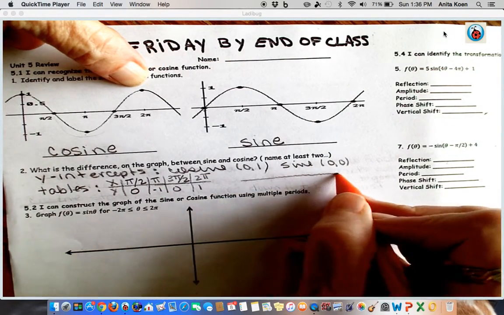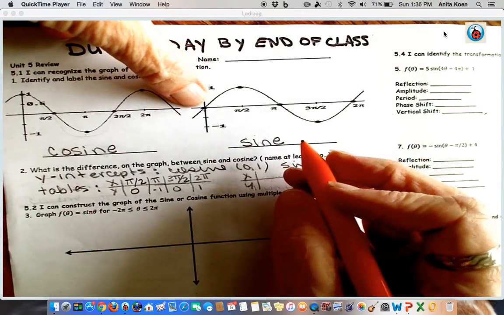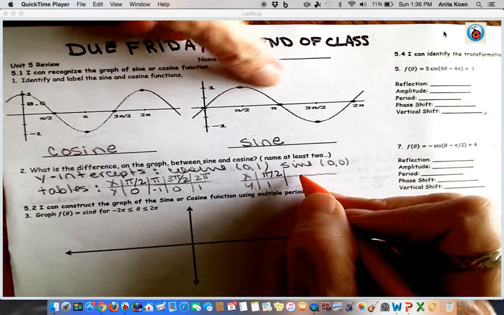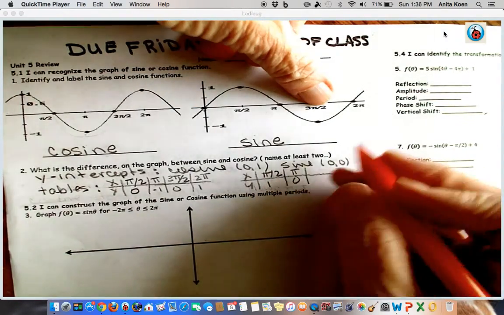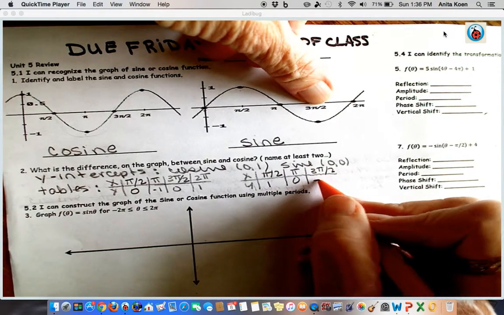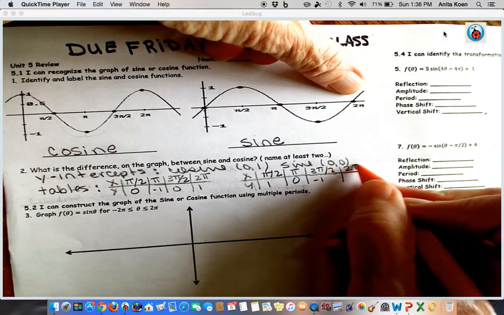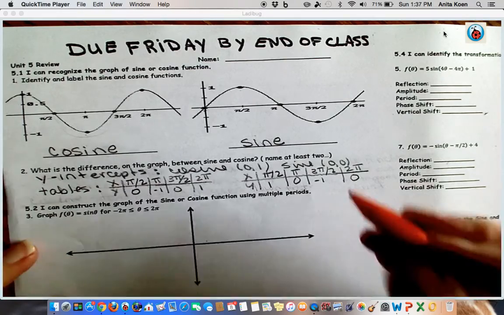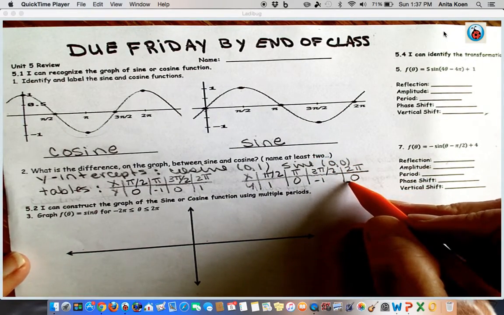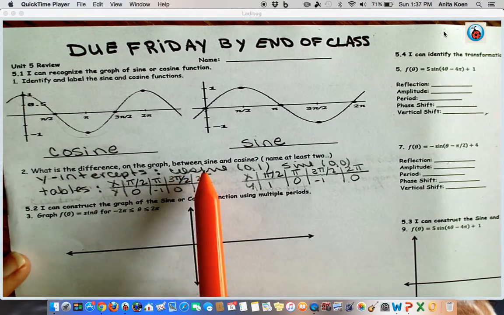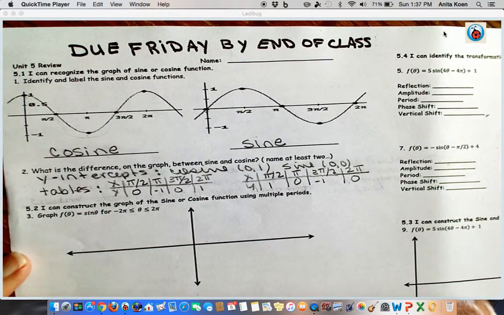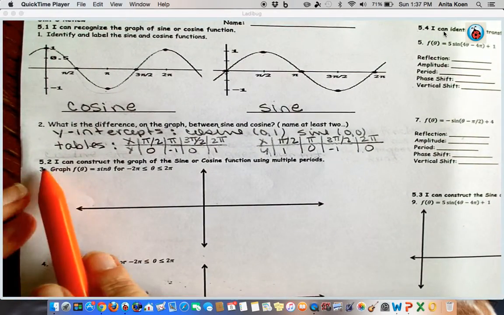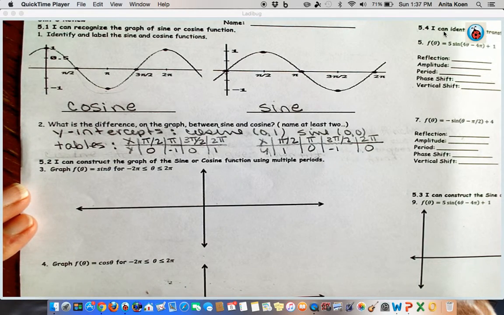Then the sine function starts at (0, 0), and then it goes up first to pi over 2, 1. Then it goes to pi, 0. Then it goes to 3 pi over 2, negative 1. And then it goes to 2 pi, 0. So the tables are different. Now there were some other things that we found that were different when we were looking at the double bubble map, so you may want to go back and look at those, because other differences would be correct answers there as well.